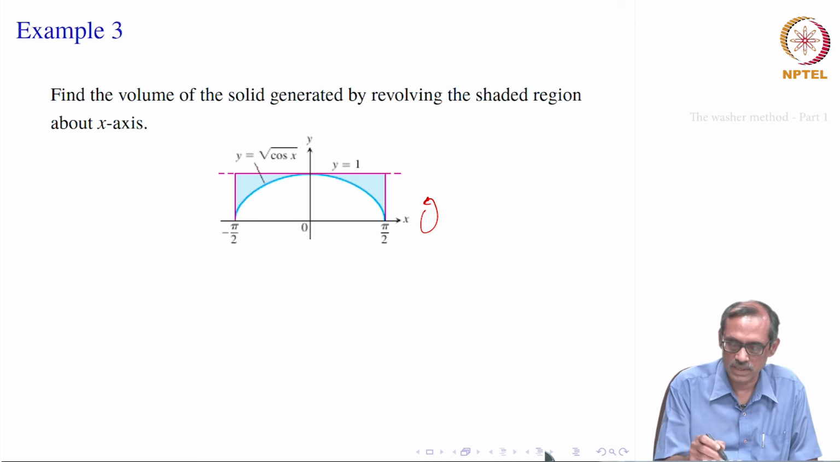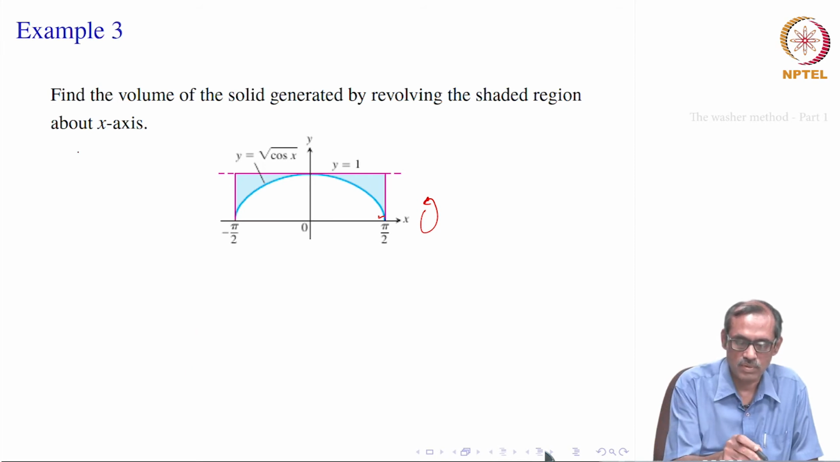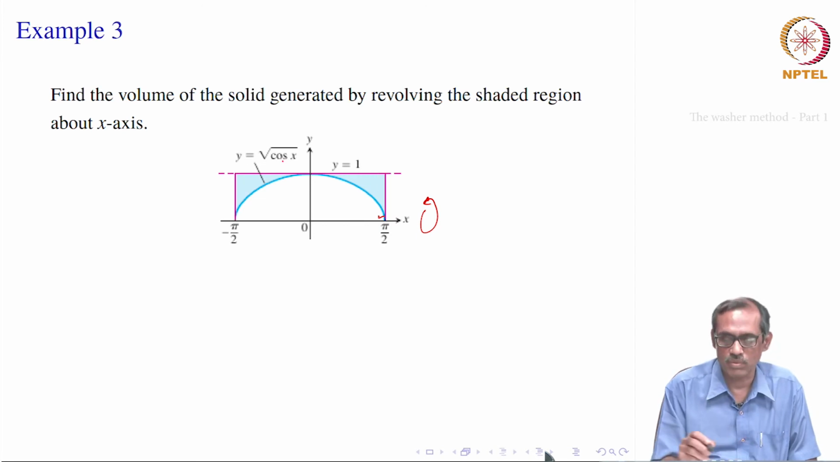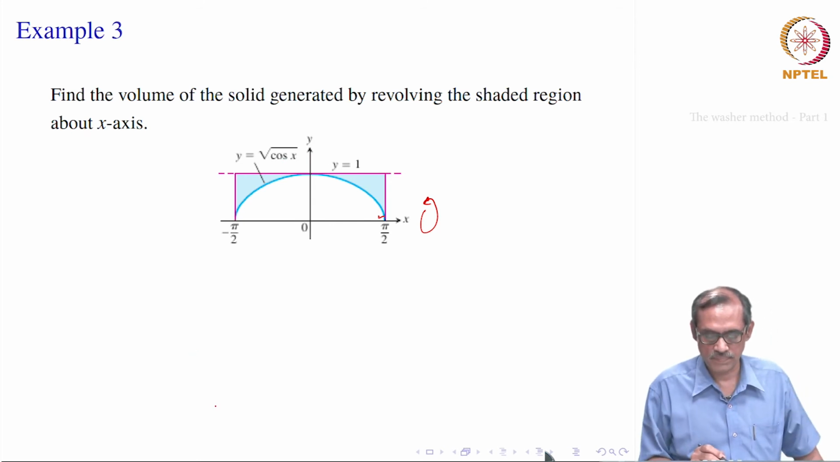The shaded region is given through the function y equal to root cosine of x, which is this blue curve, and of course, another line, which is y equal to 1. The region lies between y equal to root cos x and y equal to 1. So, that is the blue region which is shaded here.